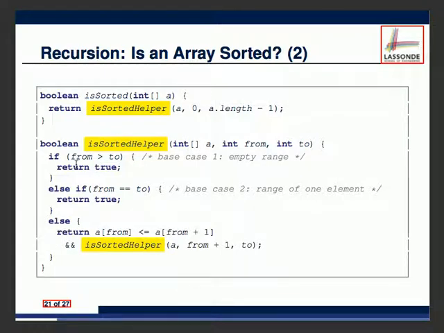I simply say, whatever from I'm dealing with right now, compare the from with the next element, which is at index from plus 1. That result is going to be done from my side. And then make a recursive call, and then simply say from plus 1 and then 2. Okay? That's how we do it.